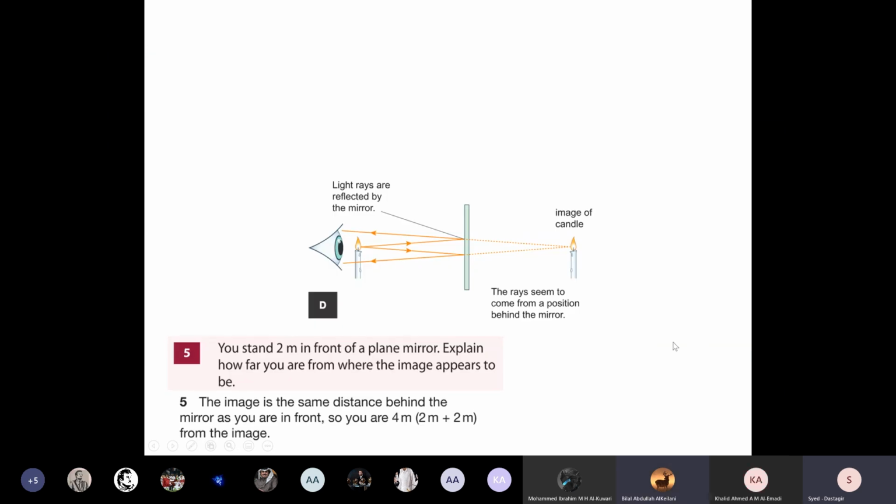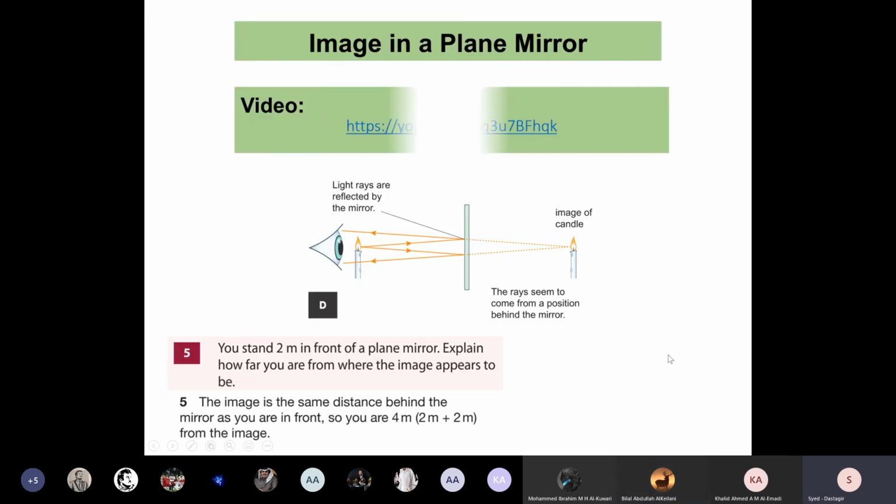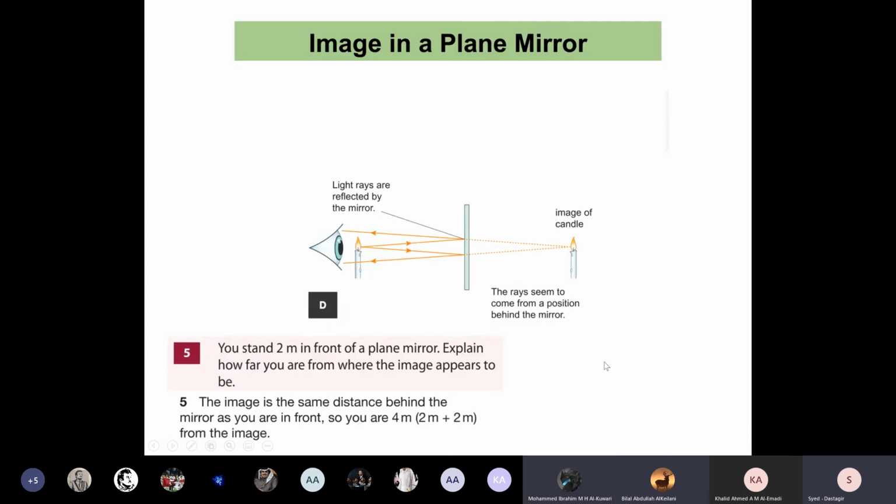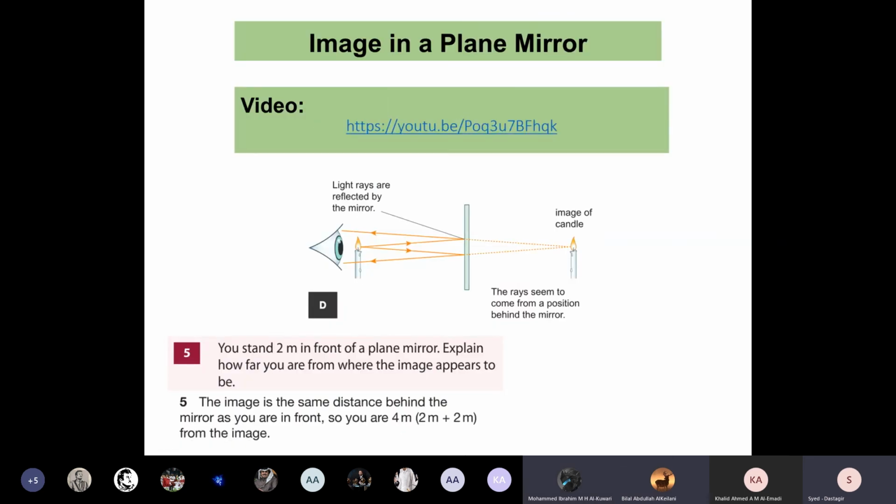Okay, right. So image in a plane mirror. Who's on the mic? Who's on the mic? Is Abdelaziz?